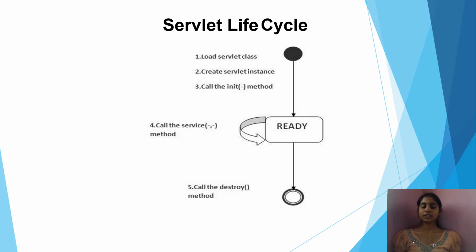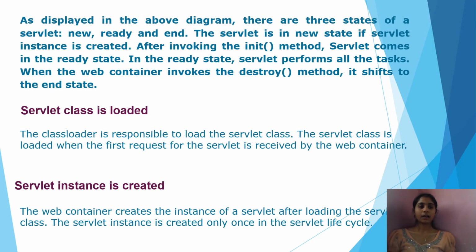In the servlet lifecycle, there are 3 stages: first is new, second is ready, and third is end. As displayed in the above diagram, there are 3 stages of a servlet: new, ready, and end. The servlet is in the new stage when the servlet instance is created. After invoking the init method, the servlet comes into the ready stage. In the ready stage, the servlet performs all the tasks. When the web container invokes the destroy method, it shifts to the end stage.